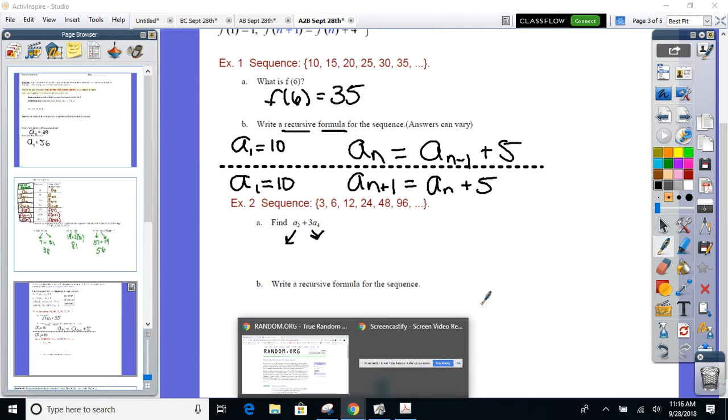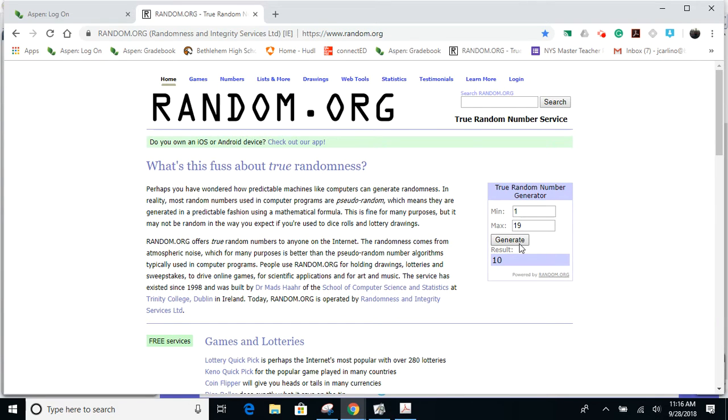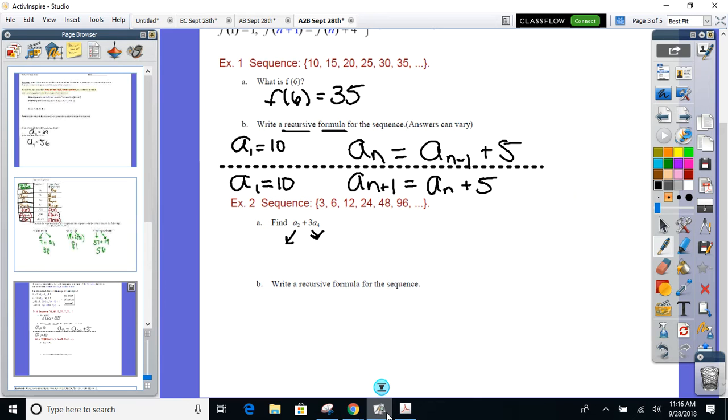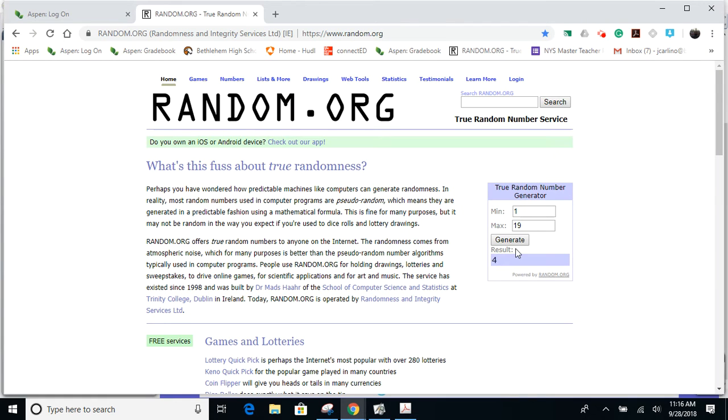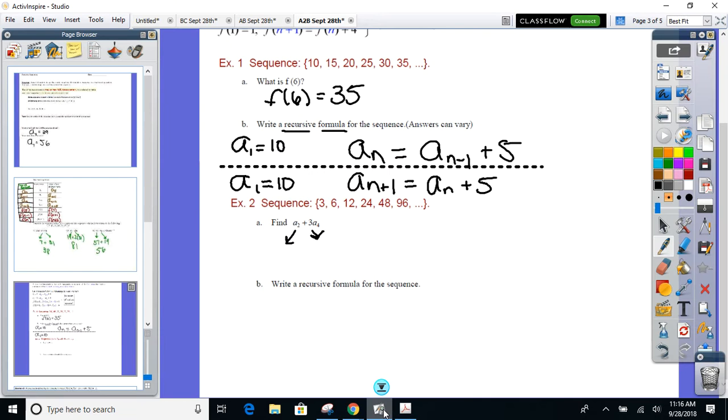Okay, let me go around here. Here we go. What is A2? Good response. 4. 6 plus 3 times what's A4? What is it? 24, yep. And you guys check me here if I did my math correctly. That'll be 78. All good?